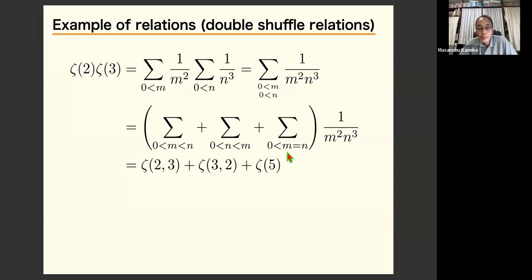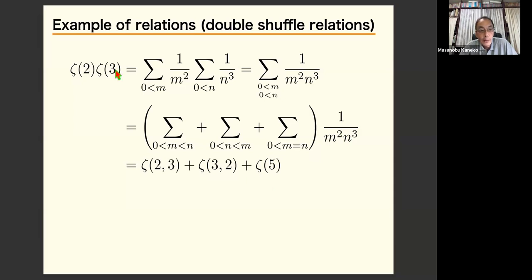Then each sum gives you an MZV. The order is important. The first one is zeta 2, 3. The second one is where n is less than m, so n comes first, so 3 comes first and then comes 2. So zeta 2, 3 and 3, 2 are different. And the final one, m equals n, is just the sum of m to the fifth, so this is zeta 5.